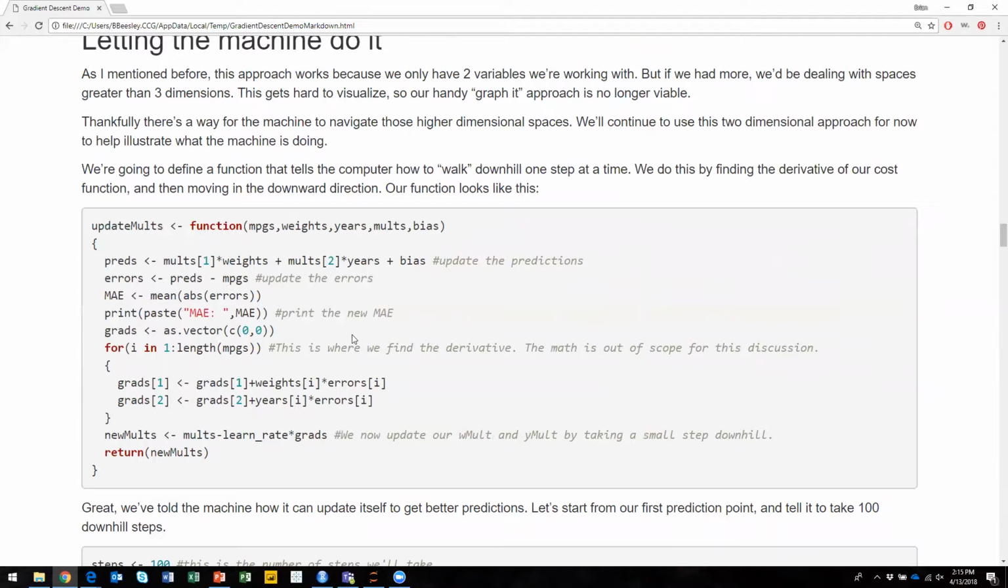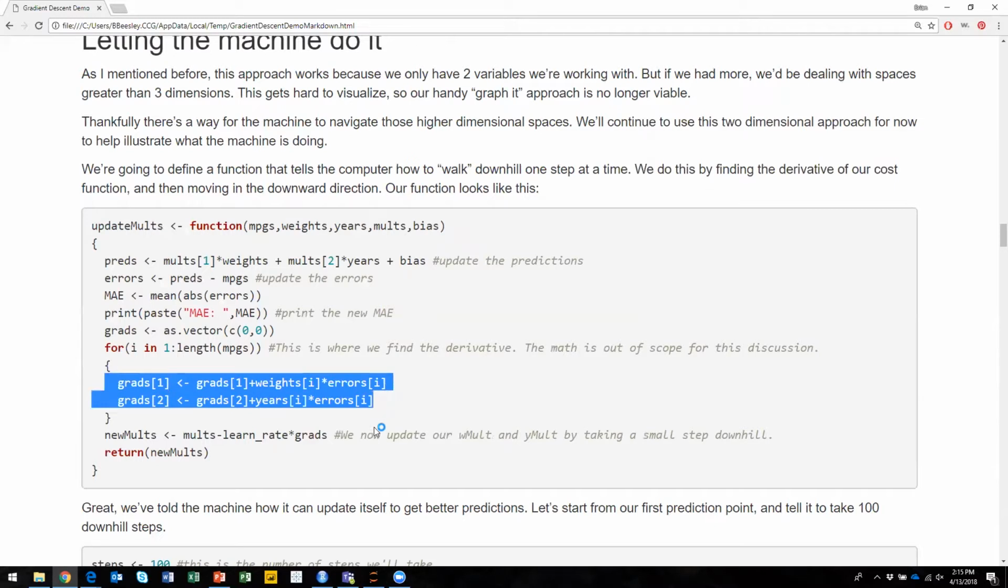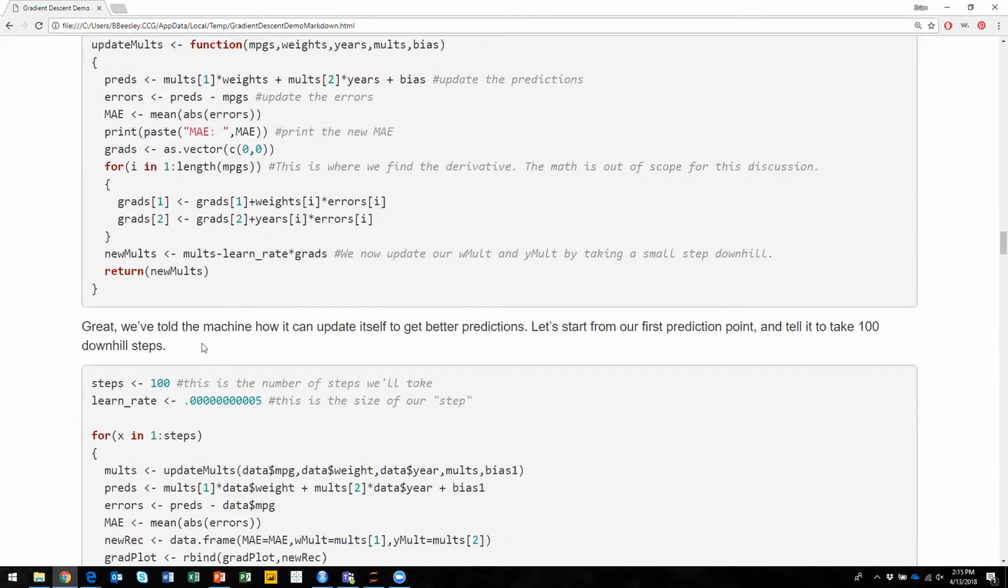All you've got to do is think back to your high school calculus. We're just finding a derivative, right? We're finding the slope. And once we know what the slope is, we know we can take a step downhill, because we just say, okay, which direction is negative in the slope? That's where we want to go. So that's the most complex math we have to do here, is just find the derivatives.